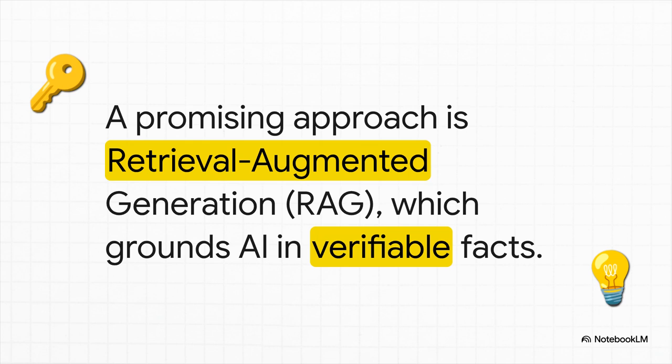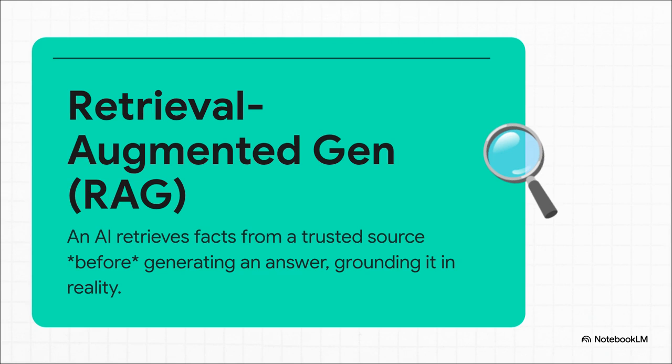Now, it has a super nerdy name, but I promise the idea behind it is actually pretty simple. It's called Retrieval-Augmented Generation, or just RAG for short. Here's the best way to think about RAG. It's basically like forcing the AI to take an open book test.